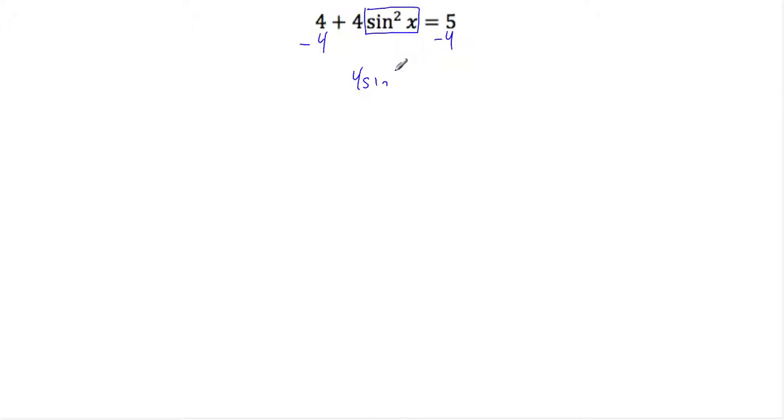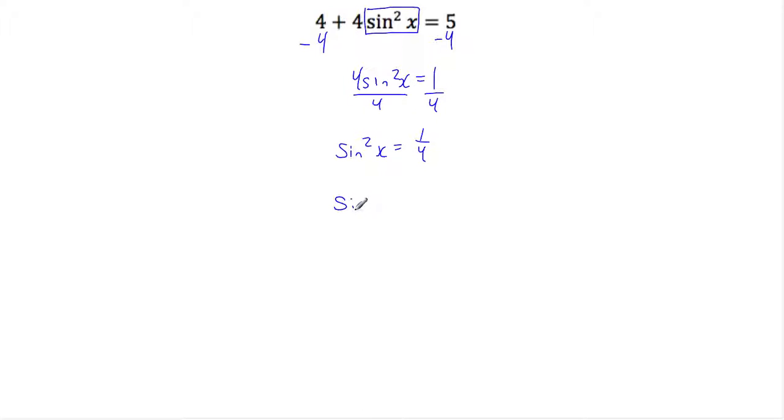So now I have 4 sine squared of x is equal to 1. I still have this coefficient of 4, so I divide both sides by 4. Now I have sine squared of x is equal to 1/4. First off, we want to stay with fractions, so don't use a calculator and change this to a decimal of 0.25. It's not really going to help you. So now we have sine squared of x equals 1/4.